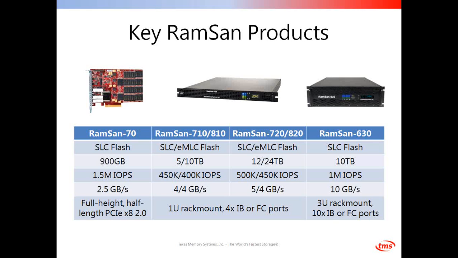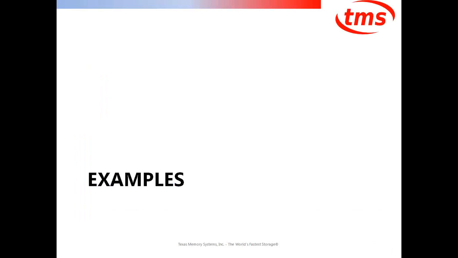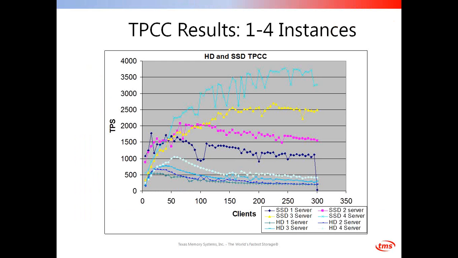You notice that the IOPS on the RAMSAN 710, 810, 720, and 820 are limited to about 400 to 500 IOPS. This is because they just don't have as many interfaces as the 630 does. Anyway, most of the time you're not going to have any need for near that many IOPS. I think the highest I've seen so far was about 50,000 IOPS in one application. So let's take a look at some examples so you can understand what I'm talking about here.